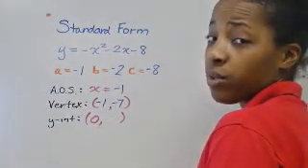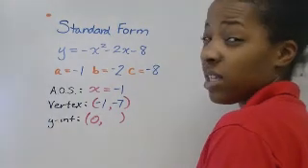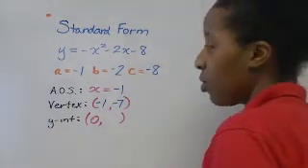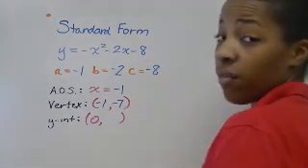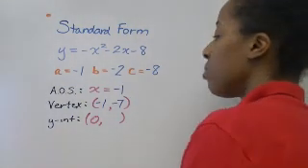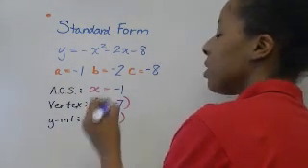Y-intercept should be your favorite thing to find because it's the easiest. Y-intercept is always 0, comma, your c value. And since we already pre-identified what our c value was, which is negative 8, then our y-intercept is simply 0, comma, negative 8.